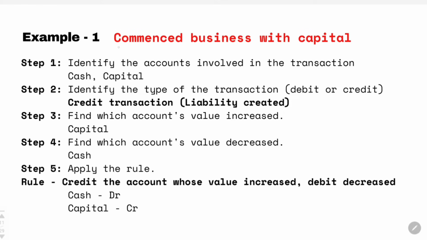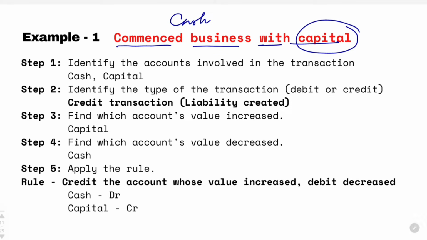Now, example, I commenced business with capital. Step 1, we have to identify the accounts involved. When we say commenced business with capital, definitely one account is capital account. So the other must be cash account. So the two accounts, cash and capital. What type of a transaction is this? It is when somebody starts a business with capital. For the business, that person is a liability. And liability is a credit transaction. So I identified credit transaction.